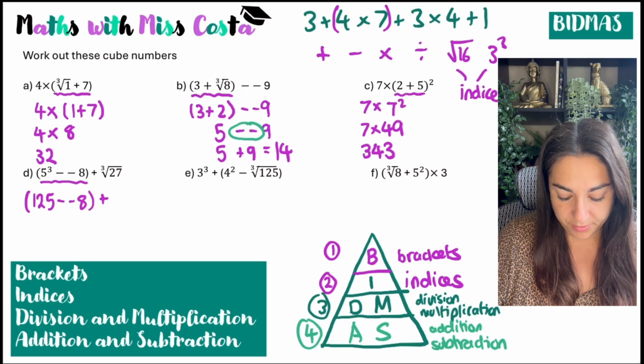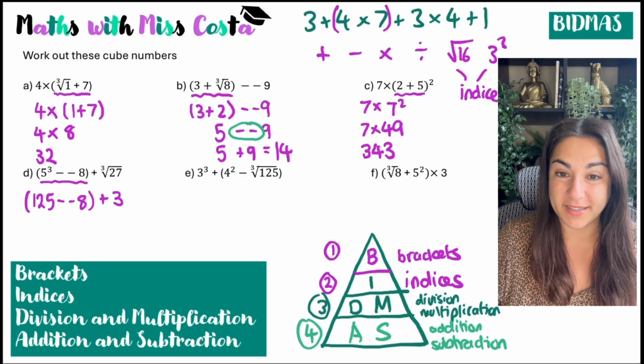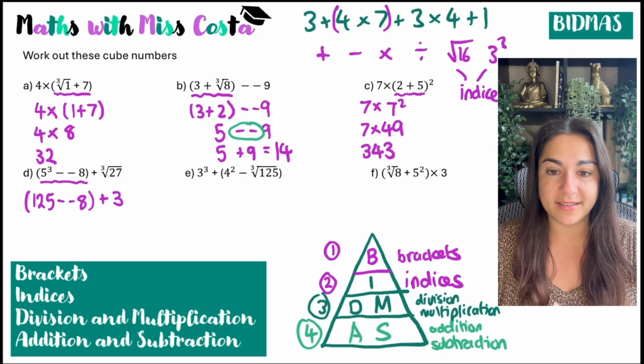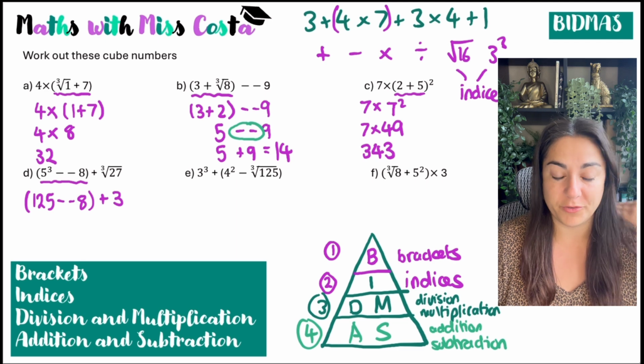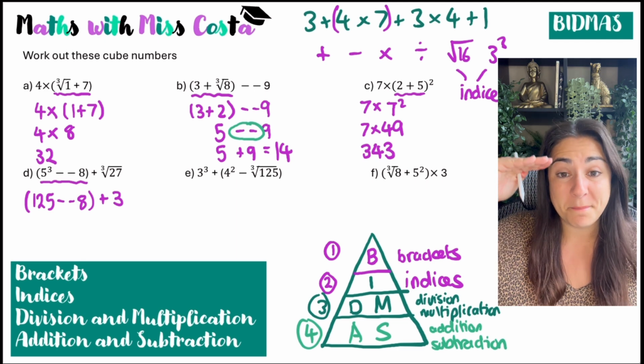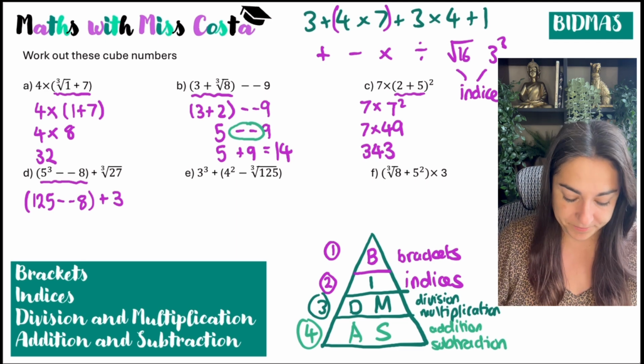which is 3. Now I'm writing this out because I know I'm going to do the bit in the bracket first, and then I know I'm going to have to simplify this to find the cube root of 27, but you can write it out as many times as you want to do it bit by bit.